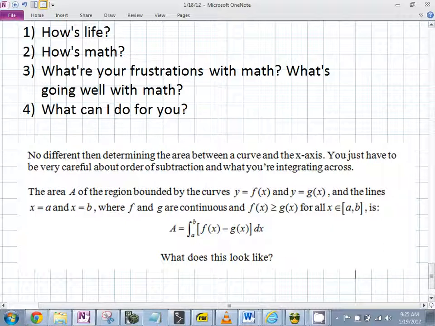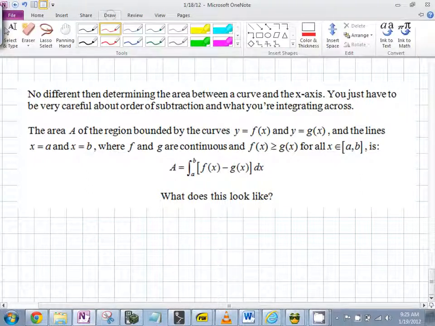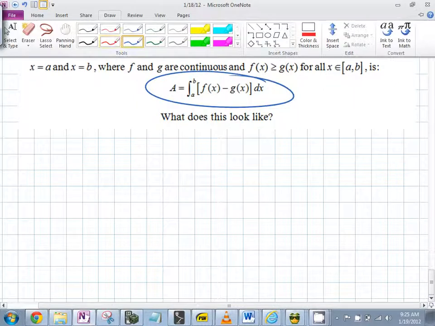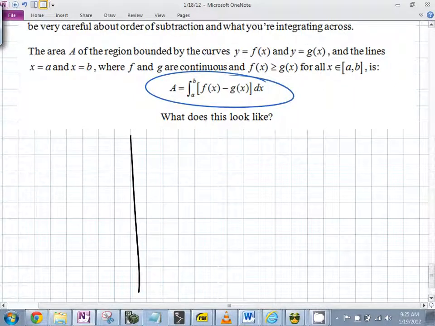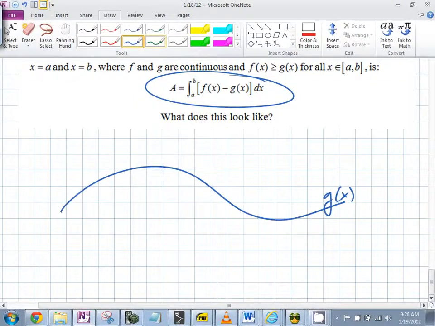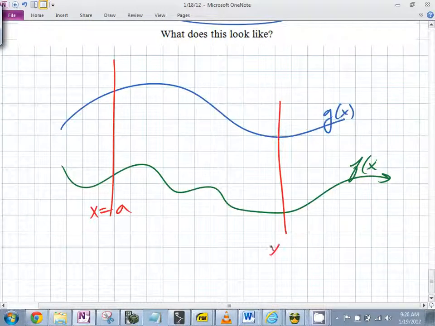No. So when you see this right here, what's the lower limit of integration? What's the upper function? What's the lower function? Okay, so if we actually draw this out, here's if that's our upper function, we'll call that g of x. And if we call, let's say, this function is f of x, we're integrating from x equals a all the way to x equals b. We're finding this area right there.